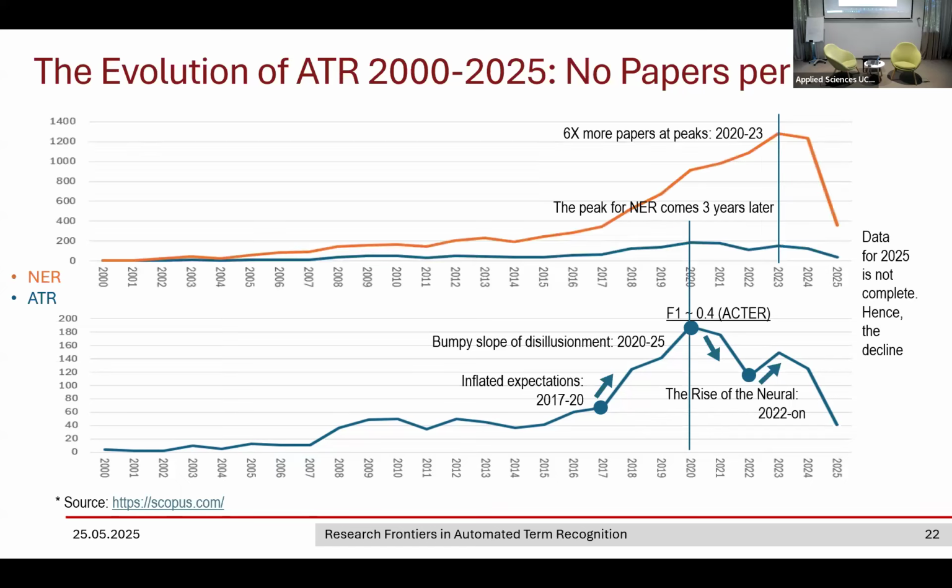Okay. Let us compare it with the named entity recognition curve. The same source, but as you see, we have about 6 times more papers for named entity recognition than for general terminology recognition. And it peaks in a similar way like the ATR curve, but 3 years later. And of course, the data for 2025 is not yet complete, so therefore the decline. Don't pay attention to this decline.